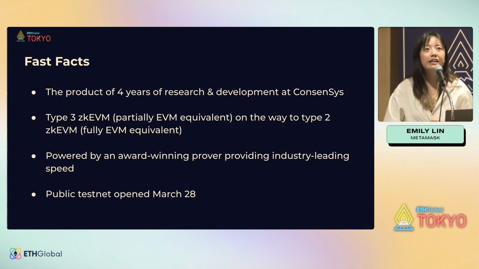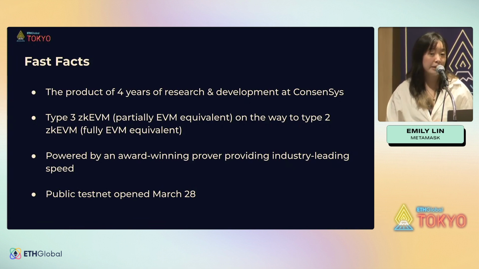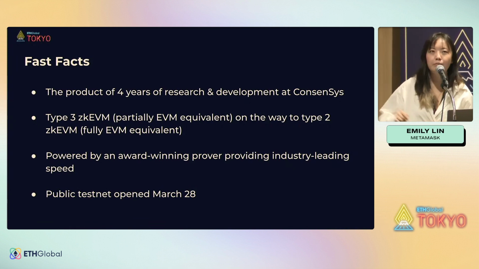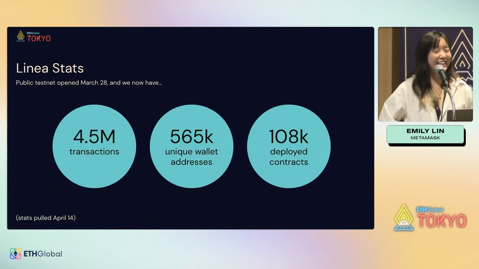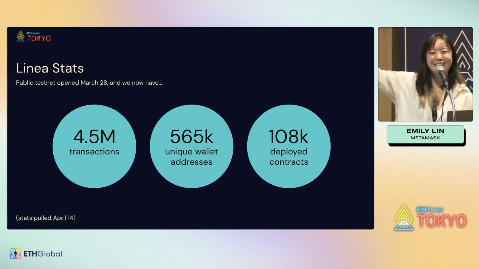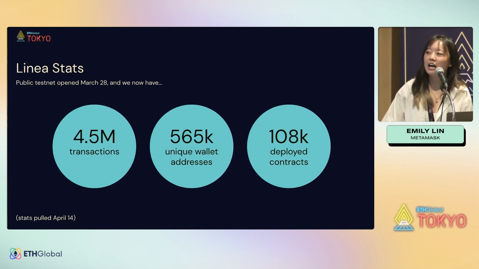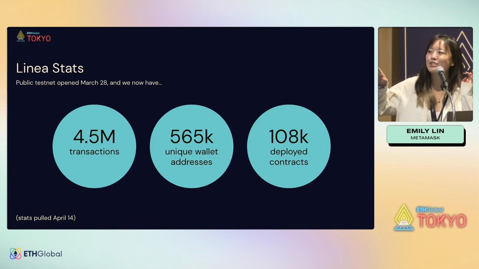So you might think, I think Polygon recently came out with mainnet. We actually just opened public testnet March 28th. So that was like 3 weeks ago, I think, or less than 3 weeks. But in that little amount of time, we have a lot of activity, right? So I pulled this morning. We have over 5.5 million transactions, 560,000 wallet addresses, a lot of deployed contracts.